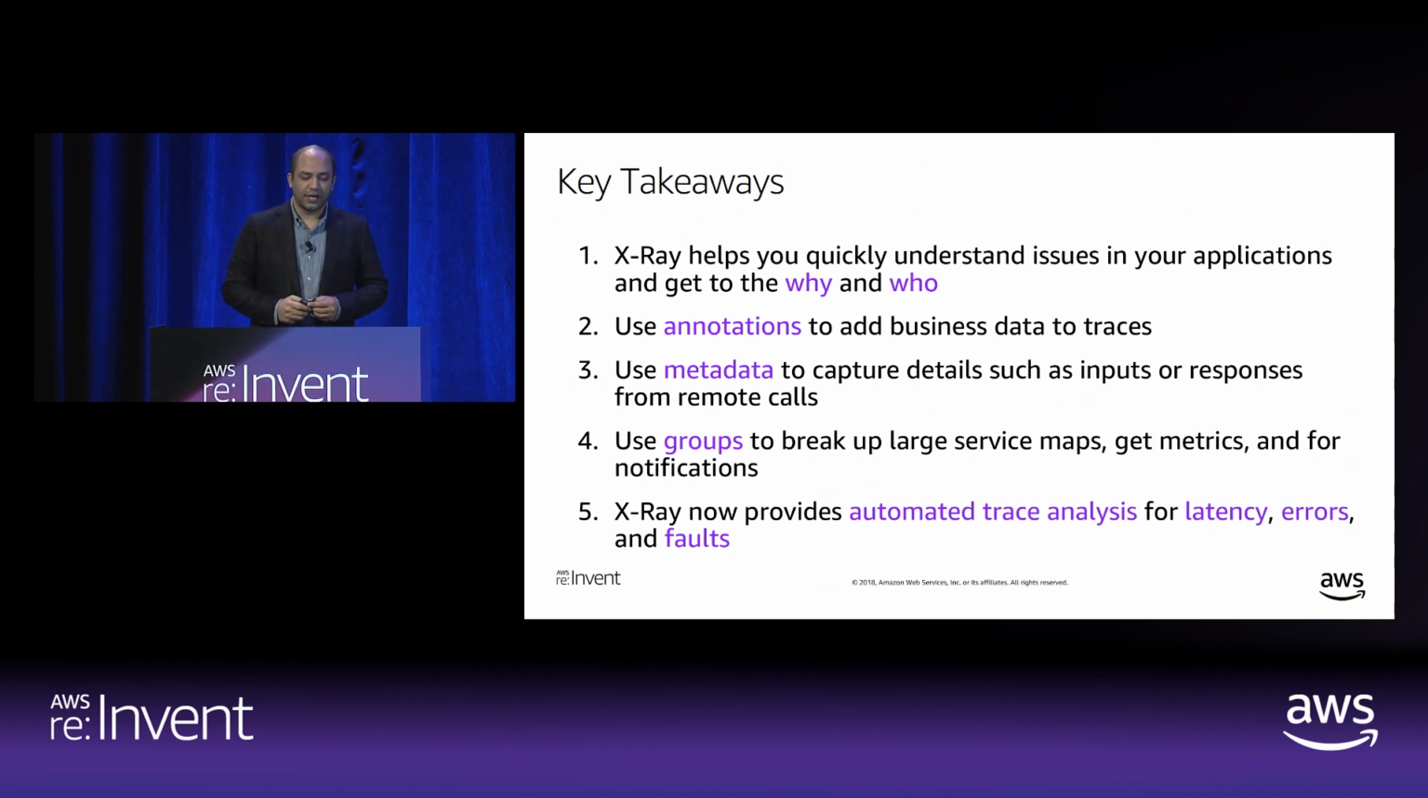Use groups to break up large service maps, get metrics for those service maps, and then use them for notifications. So essentially, a group emits a metric that says the number of traces that match it. And then you can do things like, for customer A, I have an SLA of 500 milliseconds. If that is breached, emit a metric, and then you can use that metric to alarm on that case. And then X-Ray now provides automated trace analysis for latencies, errors, and faults.